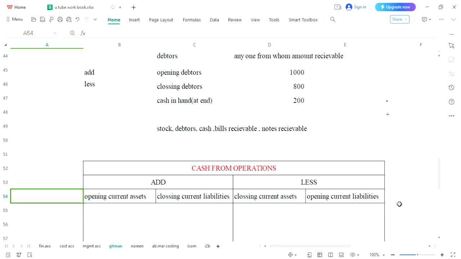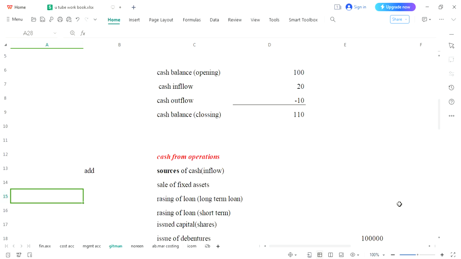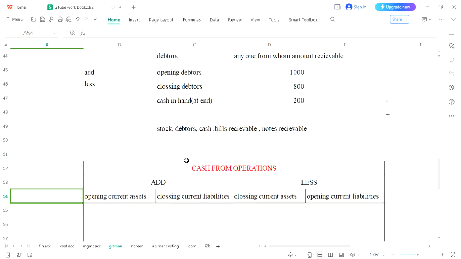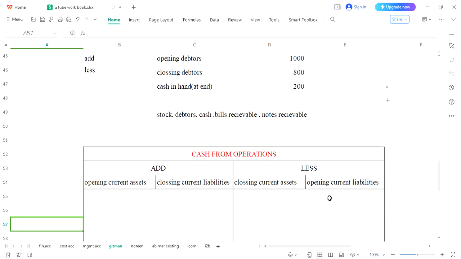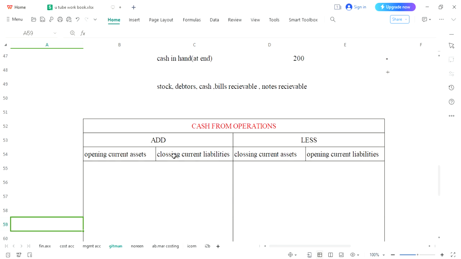So I'm sure that at the start we discussed that cash from operations you will get from this formula. You will add opening current assets, add closing current liabilities, subtract closing current assets, and subtract opening current liabilities. It means there are two things which are being added, two things which are being subtracted.